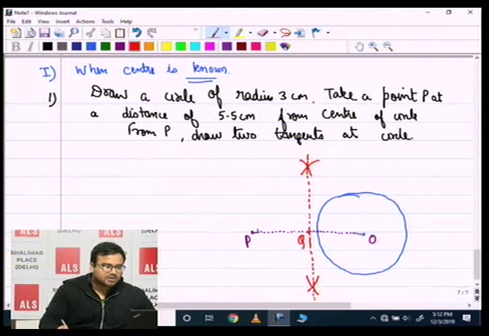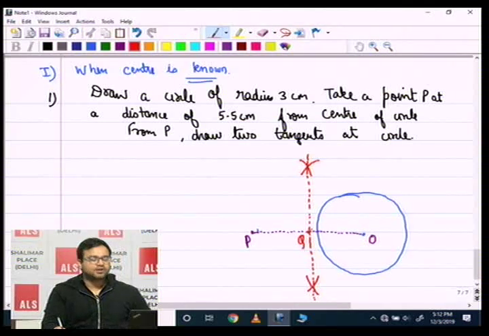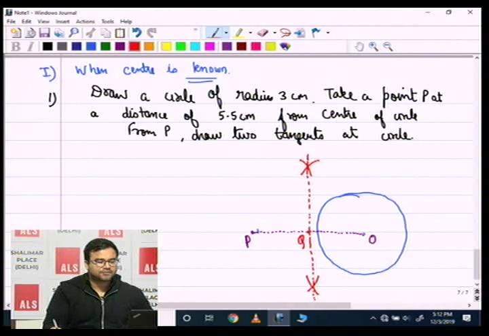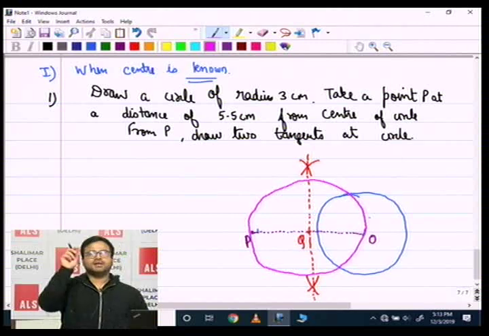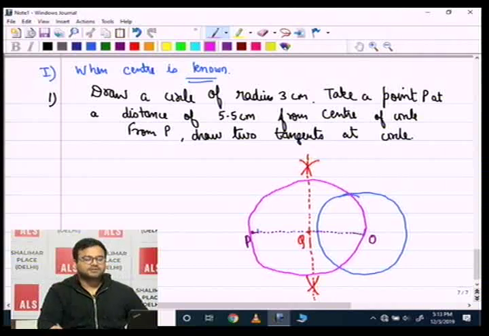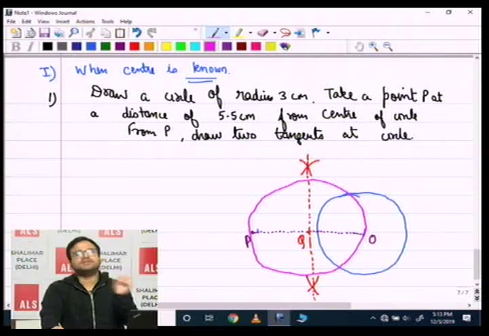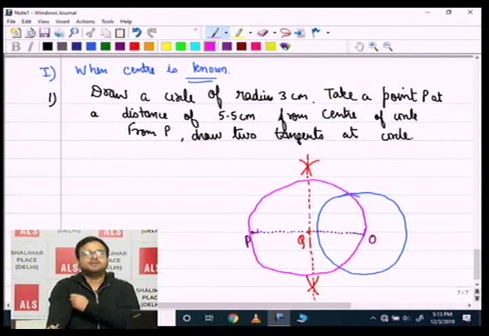Okay. Now you know that Q is the midpoint of OP. Now taking Q as center and OQ as radius, we have to draw another circle. By taking Q as center, we have to draw a circle like this. Draw a circle with radius OQ. So that circle will pass through points O and P, which will act as the diametric ends of the circle.